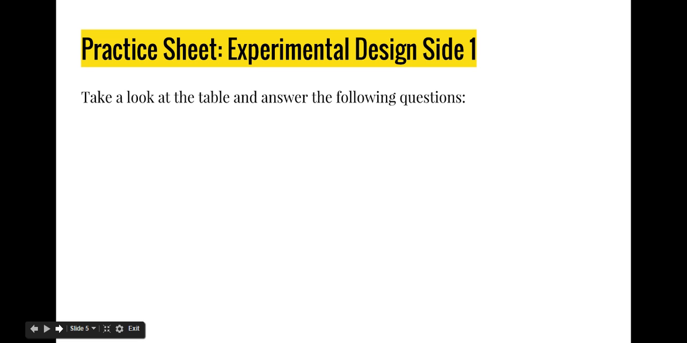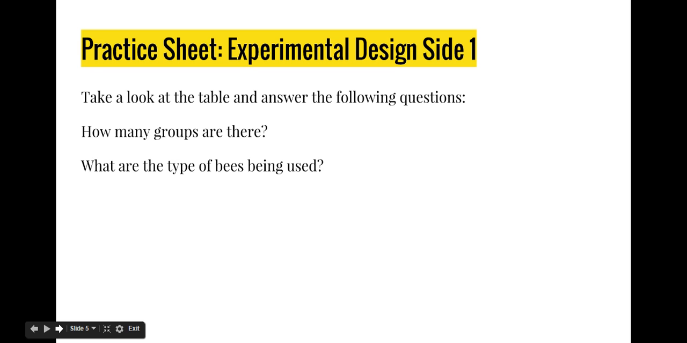Now take a look at the table. As you are looking at this table, I want you to answer the following questions. How many groups are there? Talk to your table mates about this. What are the types of bees being used? The time of day? That's not supposed to say type, that's supposed to say time of day. Sorry. The type of plants being used. And finally, the flower color. What is the color of the flower?